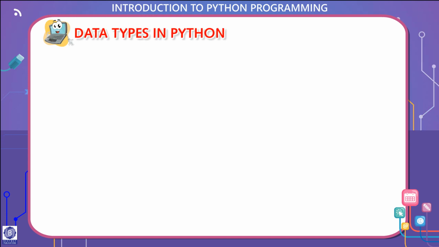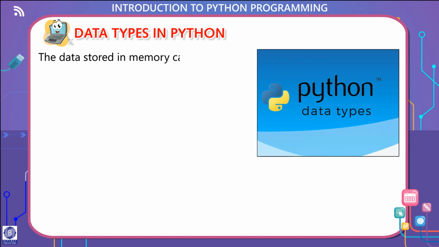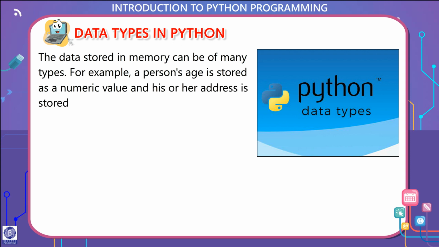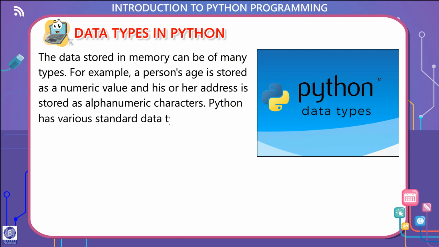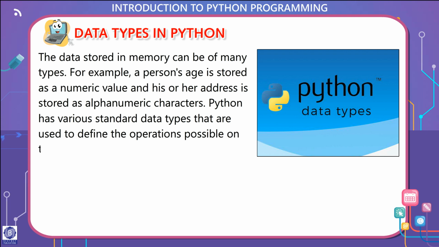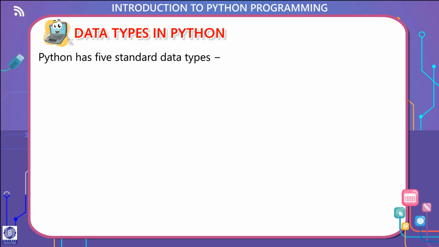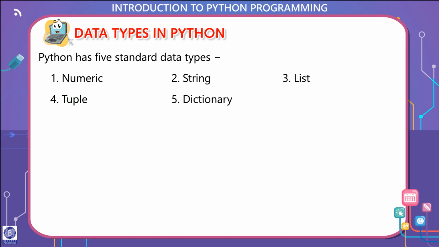Data types in Python. The data stored in memory can be of many types. For example, a person's age is stored as a numeric value and his or her address is stored as alphanumeric characters. Python has various standard data types that are used to define the operations possible on them and the storage method for each of them. Python has 5 standard data types: numeric, string, list, tuple, dictionary.